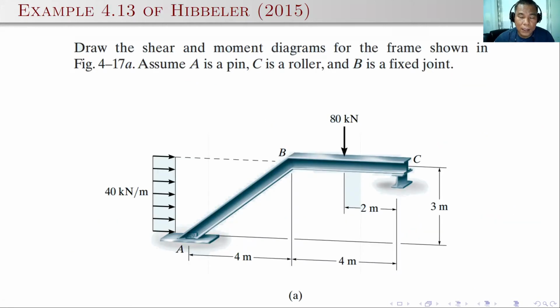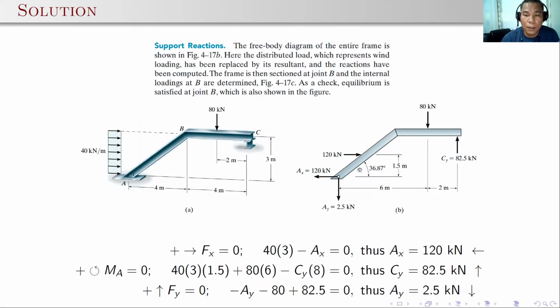For this particular frame, again, assuming at point A a spin, C is a roller, and B is a fixed joint, you can determine the determinacy of this one using the conditions for the determinacy. But applying that, it will show that this is statically determinate. So you can just use equilibrium equations to compute for the reactions. So the reaction should be 120 kilonewton going to the left for EX. EY is 2.5 kilonewton downward, and CY is 82.5 kilonewton upward.